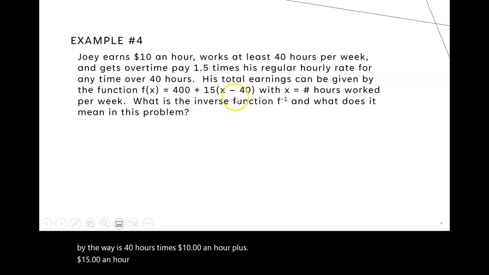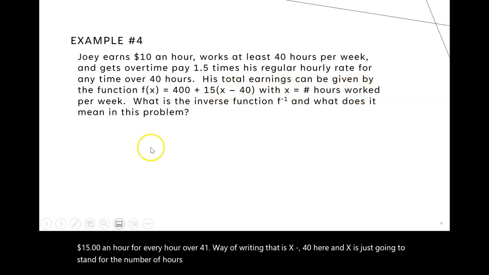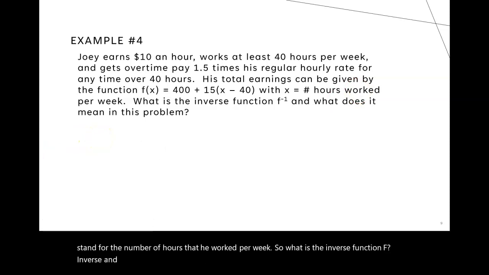$15 an hour for every hour over 40. One way of writing that is x minus 40 here. And x is just going to stand for the number of hours that he worked per week. So what is the inverse function f inverse, and what does it mean in this problem?